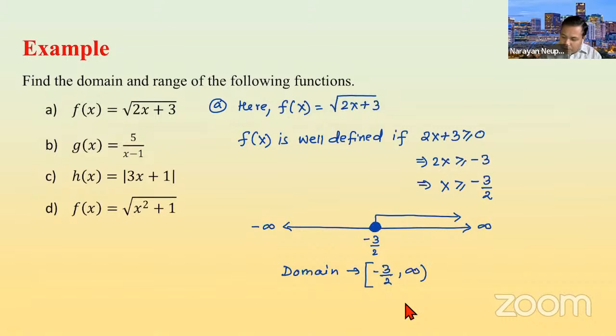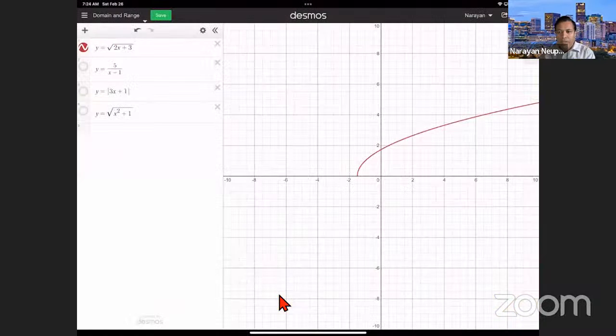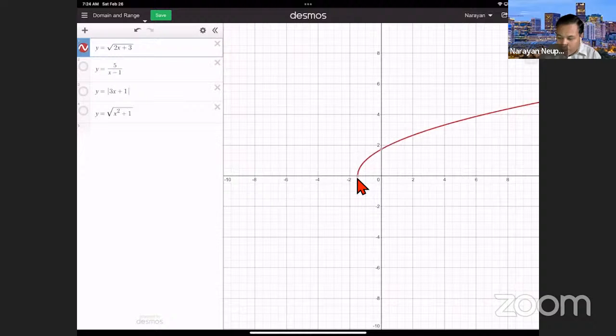Just a second while I bring the graph up here. Can you see the graph now? Here is the equation y equals the square root of 2x plus 3. And the graph starts from here, from the point there.